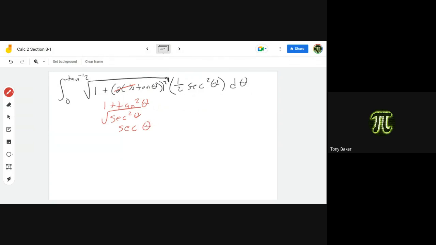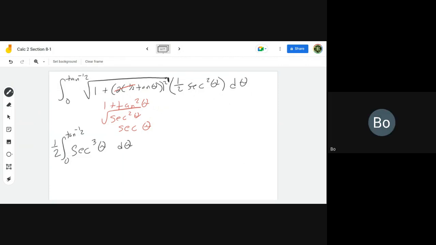So I can pull out the 1/2 from there, and I have 3 secant theta. So secant to the 3rd theta from 0 to arctan of 2 d theta. That's a pretty nice number. Oh, that's the problem. I thought you were showing us something.